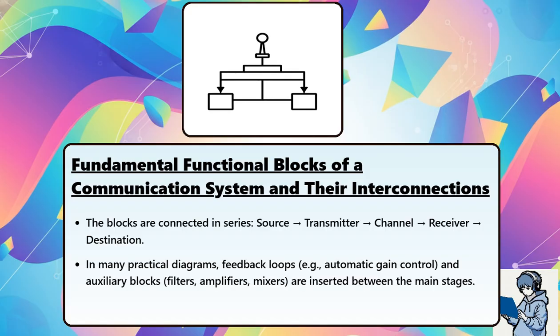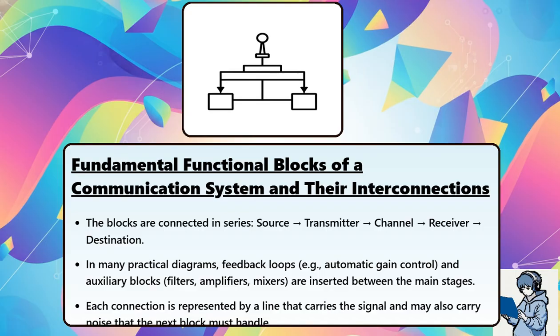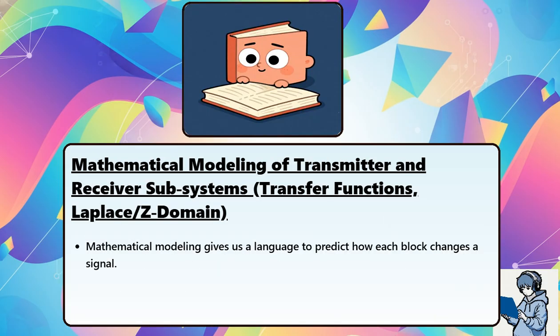In many practical diagrams, feedback loops, for example, automatic gain control, and auxiliary blocks, filters, amplifiers, mixers, are inserted between the main stages. Each connection is represented by a line that carries the signal and may also carry noise that the next block must handle. Mathematical modeling gives us a language to predict how each block changes a signal.